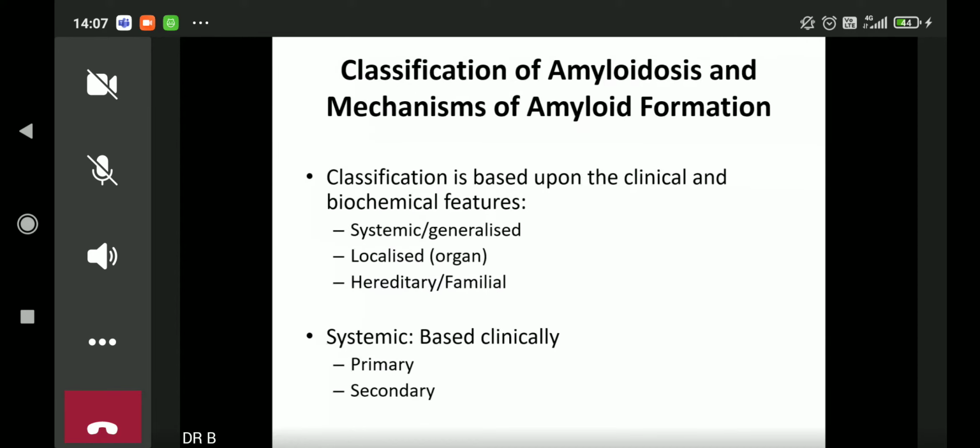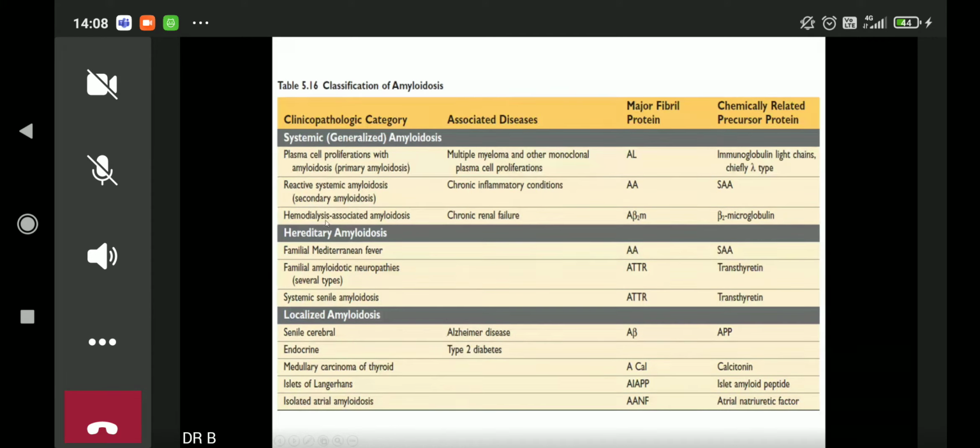Let's see what is the mechanism of amyloid formation and how do we classify it. Classification is based upon the clinical and biochemical features. Based on that, you can have systemic or generalized amyloidosis, localized amyloidosis, something which is localized to the organ, or a hereditary or familial amyloidosis. Systemic is further classified clinically into primary and secondary. This chart, which is there in Robbins, gives you the classification and the major diseases associated with amyloidosis.